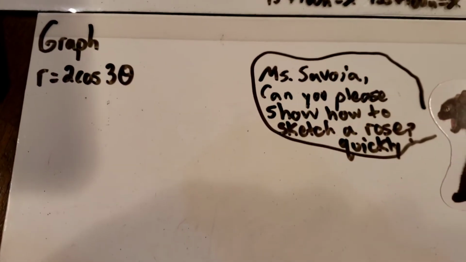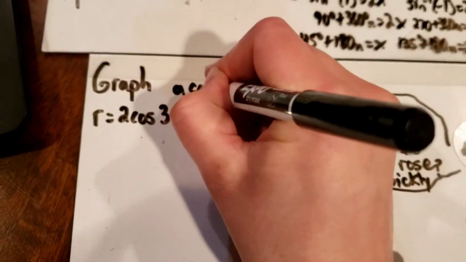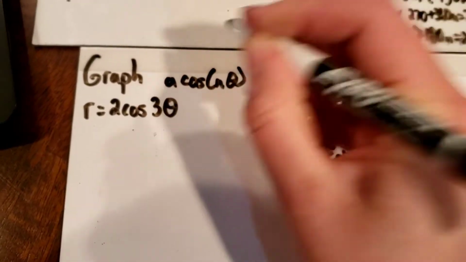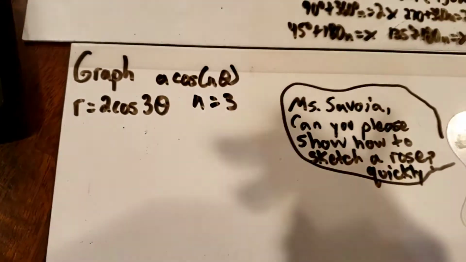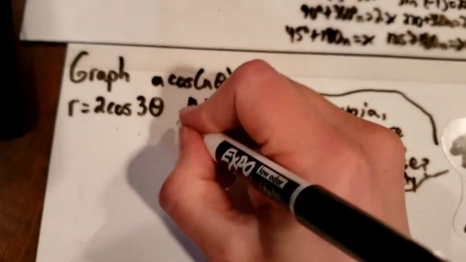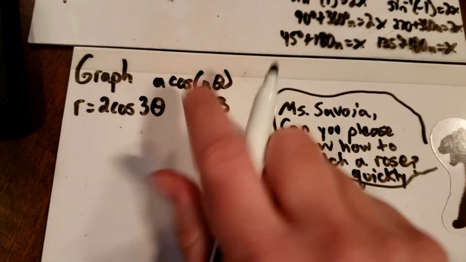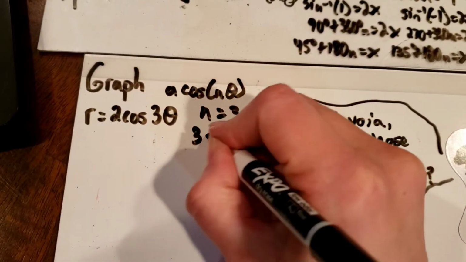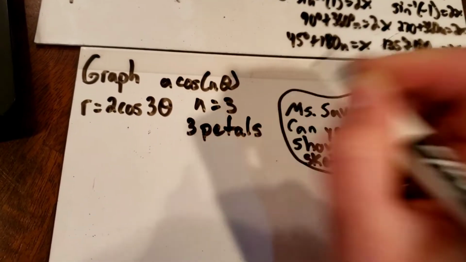So first, you have to realize that this is a rose. So we know it is because it's of the form a cosine n theta. So let's figure out what n is. n is 3. So what this means is n is an odd number. This is only going to have 3 petals.